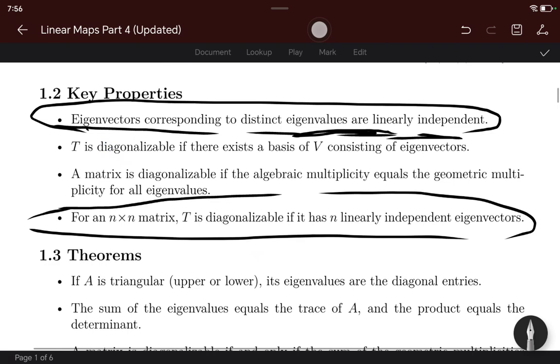Sometimes they can give you the matrix and say, check if these eigenvectors are linearly independent or not. So that's how you're going to check. Just check if they all have their own eigenvectors.